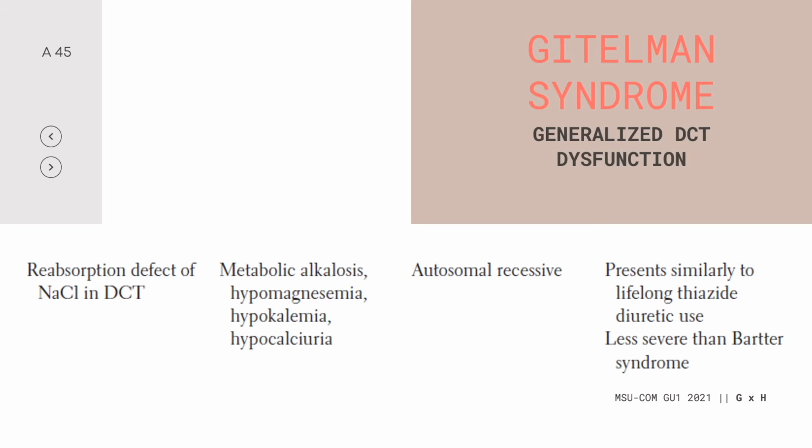Another thing that inhibits the sodium chloride cotransporter in the DCT is Gitelman syndrome, a generalized DCT dysfunction. So the effects would include metabolic alkalosis due to excretion of chloride, hypomagnesemia, hypokalemia, and hypocalciuria. It is inherited in an autosomal recessive pattern and presents similarly to lifelong thiazide diuretic use.